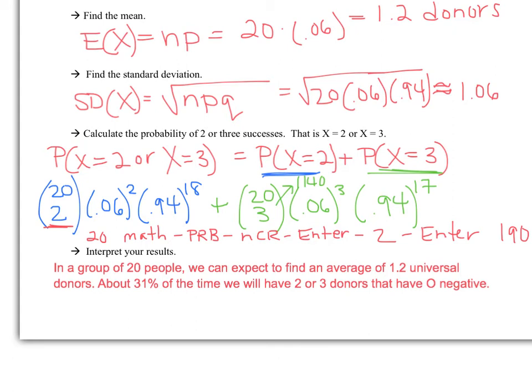So now let's put it all together and interpret our results. In a group of 20 people, we can expect to find an average of 1.2 universal donors. About 31% of the time, we have 2 or 3 donors that have O negative. We can also look back at our standard deviation up here and add that into our sentence, that we could expect to find an average of 1.2 or as many as 3 or as few as none every blood drive.